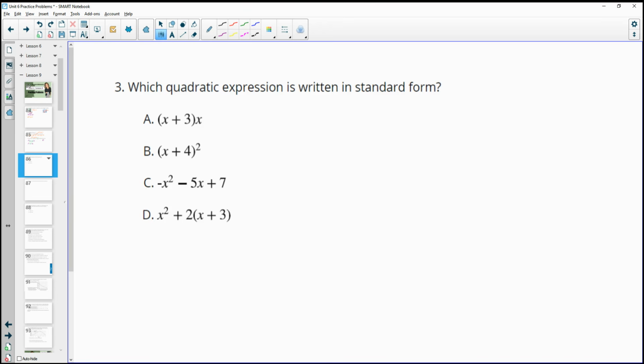Number 3, which quadratic expression is in standard form? Which is that ax squared plus bx plus c. And if any of them are missing, that's fine. We could have a 0 in there somewhere. So none of them that are factored are in standard form. Anything that's factored for sure is not in standard form. And that ruled out everything except for C in this case. And we also see that it has our x squared term, then our x term, then our constant. So C would be the standard form.